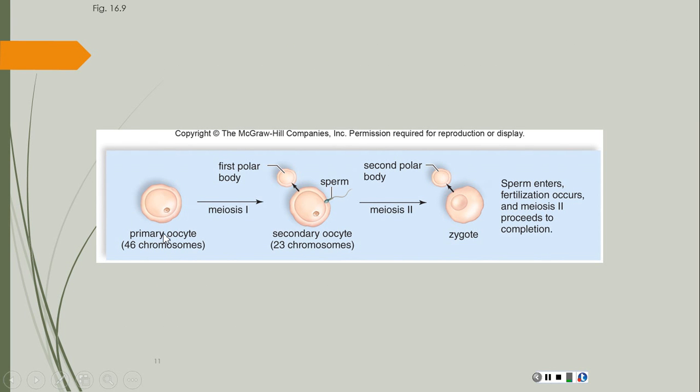We talk about the primary oocyte. We have the first meiosis, and we have the first polar body. And then we have the secondary oocyte. Here's the primary oocyte, 46 chromosomes. Then we go through meiosis, so now we have the secondary oocyte, which is half the number, so we have 23 chromosomes, and there's that polar body trash can out there. If there's fertilization by the sperm cell, you go on to meiosis 2, and then you have a zygote.